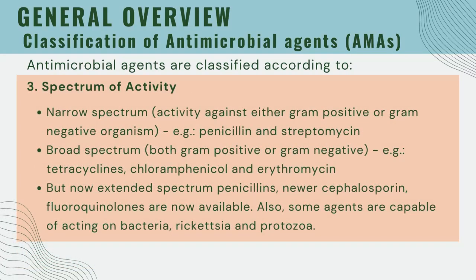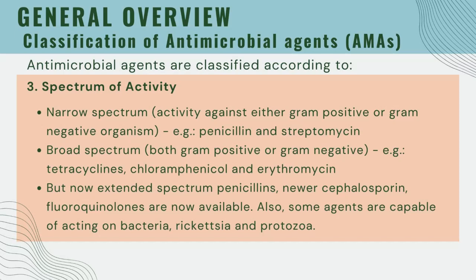The next classification is a spectrum of activity. These are the narrow, the broad, and expanded spectrums. The narrow spectrum has activity against either gram-positive or gram-negative organisms, such as penicillin and streptomycin. The broad spectrum has activity against both gram-positive and gram-negative. These are tetracyclines, chloramphenicol, and erythromycin.